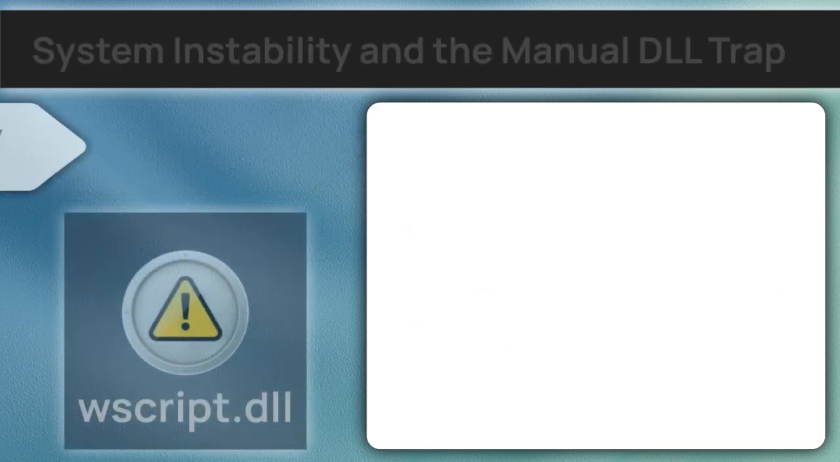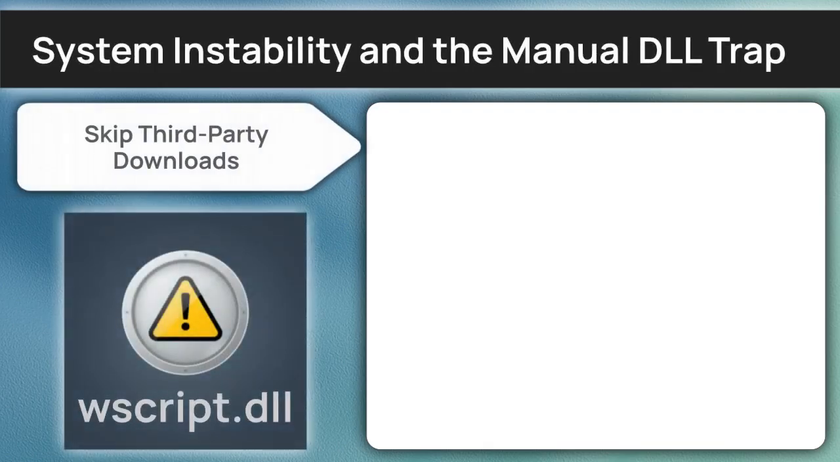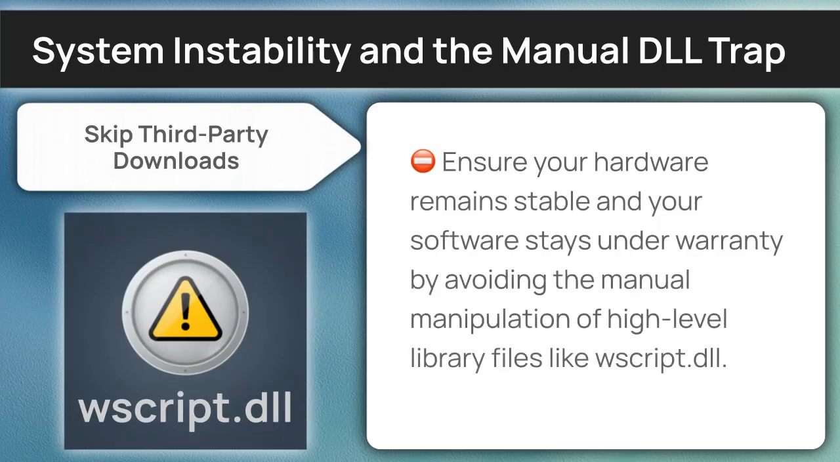Before you finalize your changes, I need to emphasize the importance of using trusted sources. Always prioritize system safety by avoiding manual swaps of Wscript host library DLL. Downloading individual DLLs from third-party sites is a common way for hackers to inject spyware and ransomware directly into your operating system.